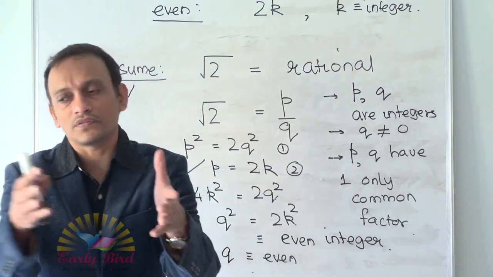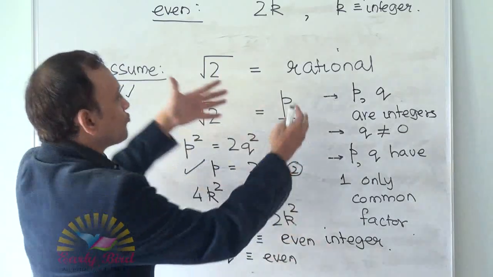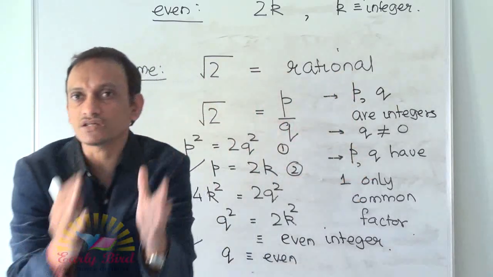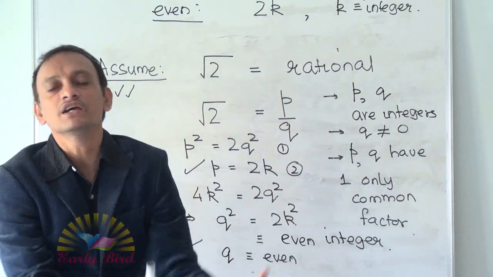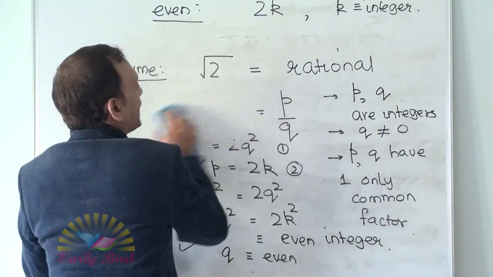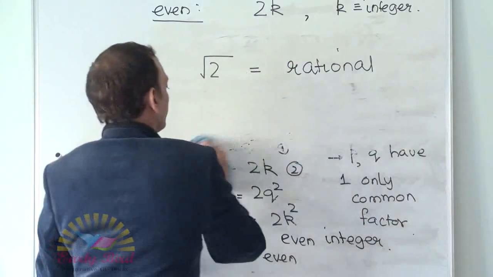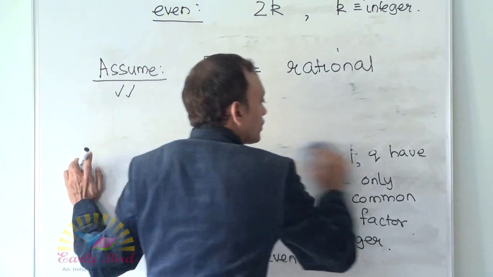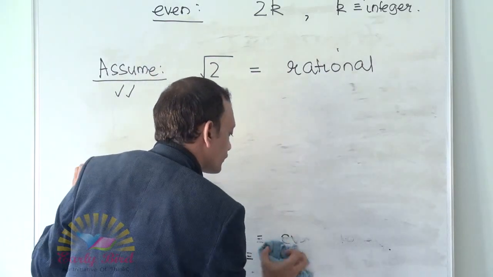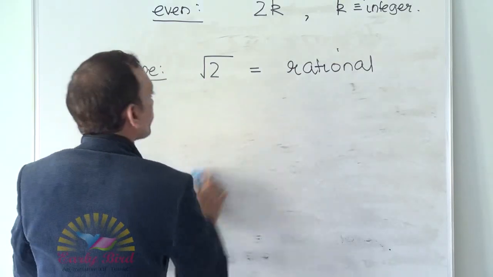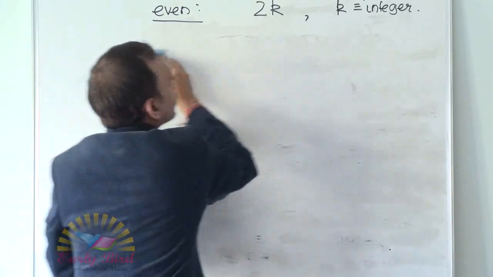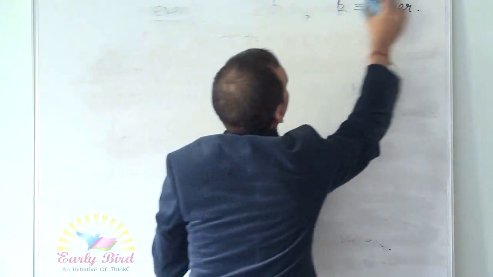Conclusion: therefore, there is a flaw in the basic assumption. The flaw in the basic assumption that root 2 is rational is that it is incorrect. Root 2 therefore must be an irrational number. So root 2 turns out to be an irrational number. Root 2 therefore is irrational.